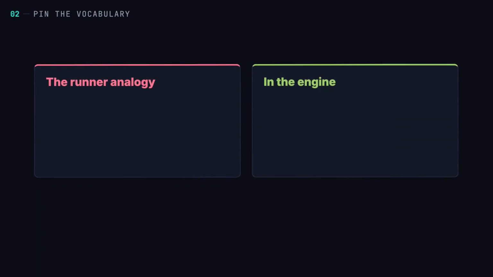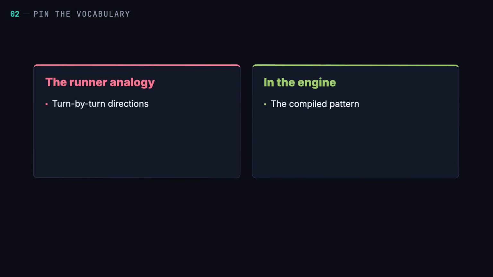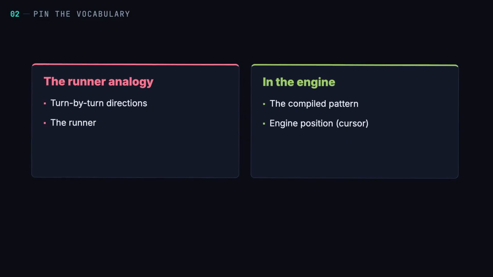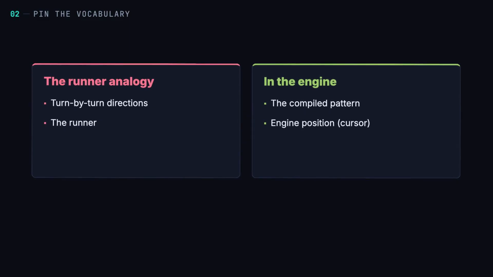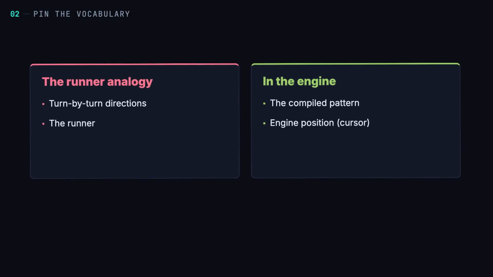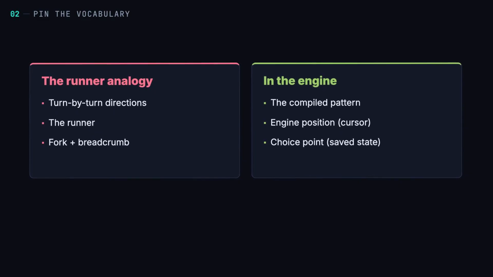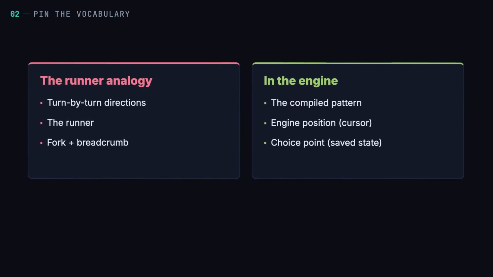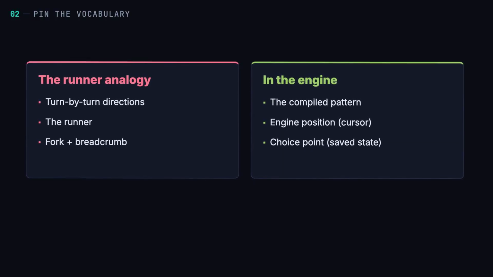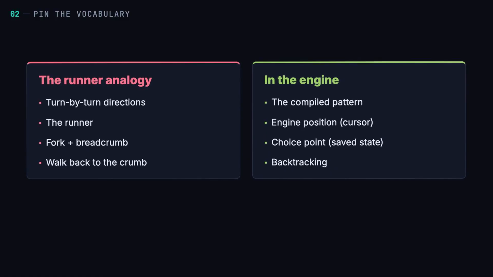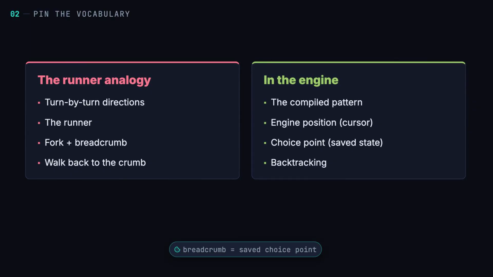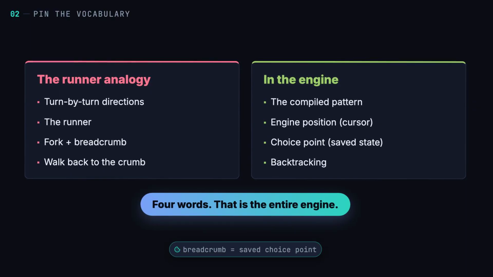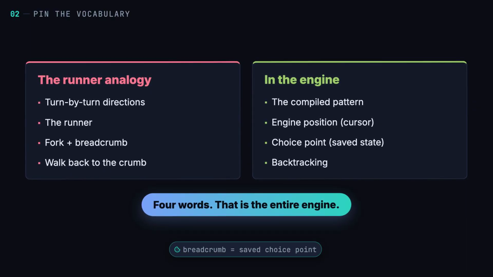Pin the vocabulary, both languages, because interviewers speak the formal one. Your pattern compiles into the directions. The runner is the engine. One position in the string, one step in the pattern. Every fork in the directions, like mini or minivan, is a choice point. The runner drops a breadcrumb there, and walking back to the last crumb to try the other branch has a name, backtracking. Hold on to that word. It is the whole story of this series.